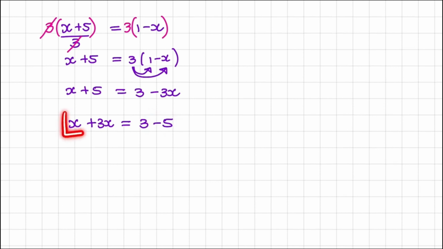So on the left, I have x plus 3x. And if I add those together, that will be 4x. And on the right, I have 3 minus 5, and that is equal to negative 2.